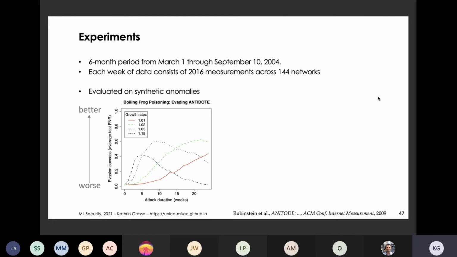The approach is then evaluated on a 6-month period from March 1st until September 10th, 2004. What we see is that for each week of data, we have roughly 2,000 measurements and 144 networks. And what we see very nicely here is the evasion success. Sorry, I just realized this arrow is the wrong direction. What we see here is that generally, when there is an attack, for example here with this kind of growing chaff or inserted poisoning points, the evasion success goes up, but it usually decreases over time. So initially, this is not captured by the model, but as soon as there's enough chaff there, it will be detected.